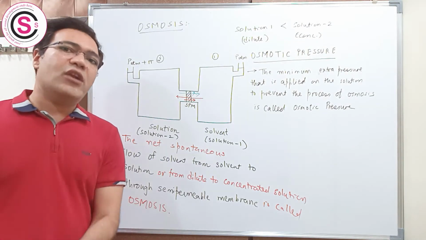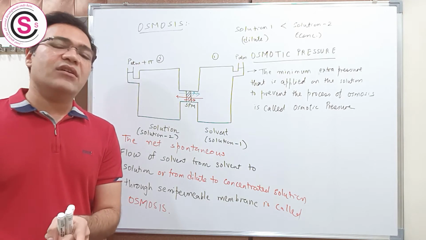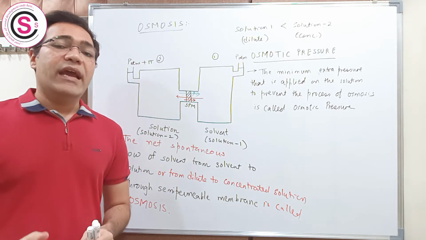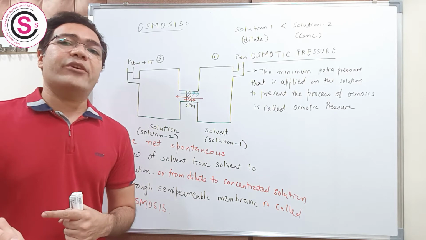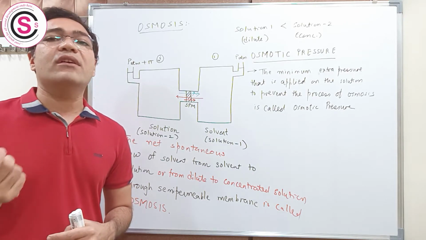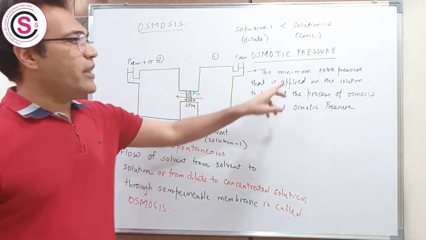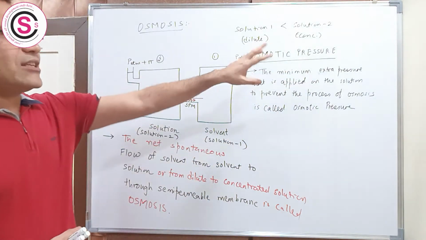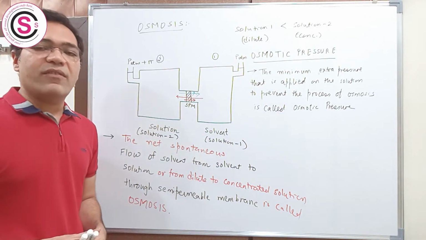If it is equal to osmotic pressure, the process of osmosis stops. And if it is higher than the osmotic pressure, then what will happen? Then I'll teach you after some time, the process of reverse osmosis occurs. So here the minimum word is very important. Extra pressure. Extra pressure word, why it is important?